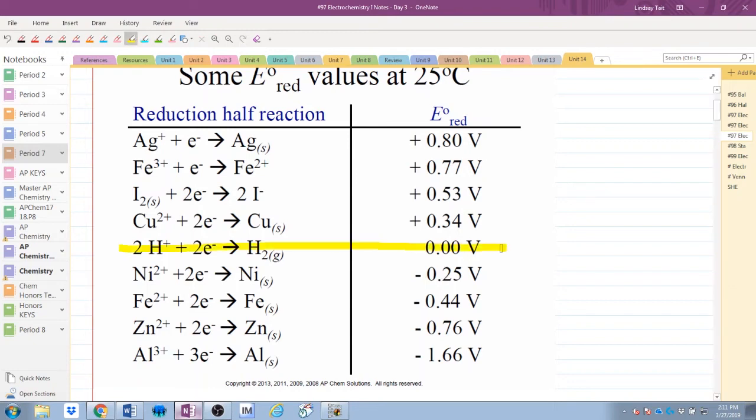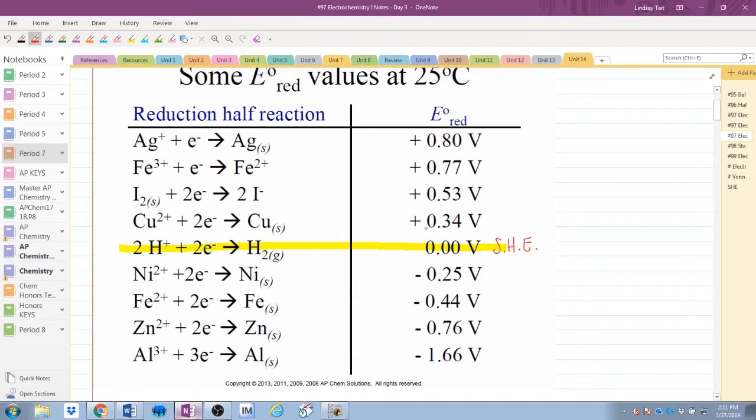Everything is done in relation to the hydrogen cell, or the SHE. I know you guys have this. I'm just reiterating. One of our cells was hydrogen gas and aqueous hydrogen ions. And then depending on what the other cell was, that determined which way the electrons were going, because that determined which way was downhill, right? And that's why some of these are positive and some of them are negative.